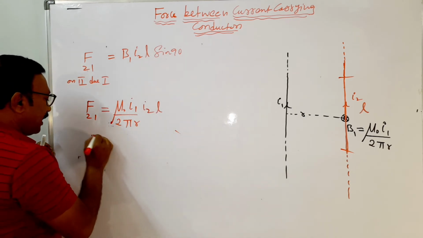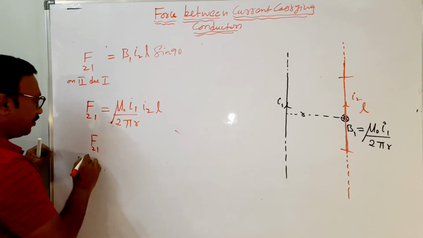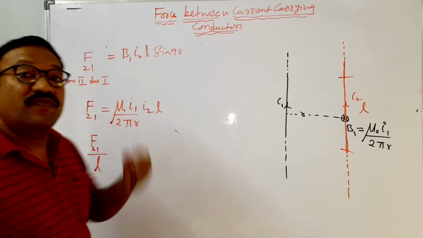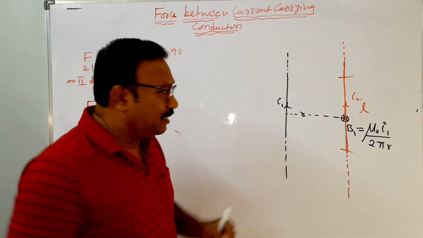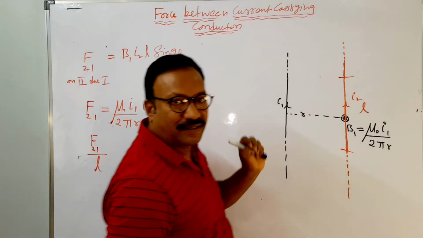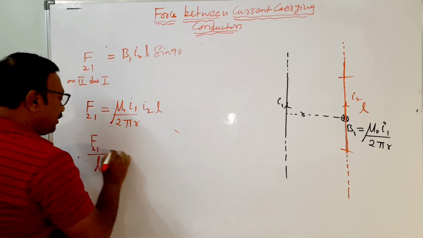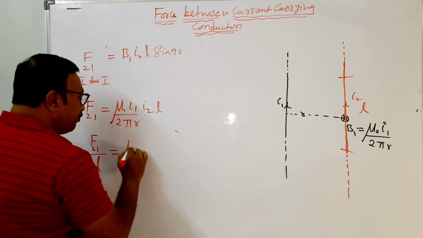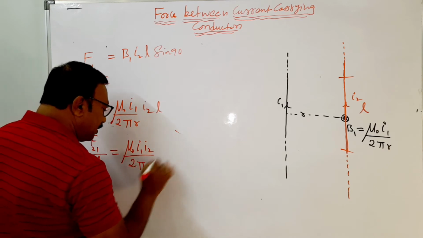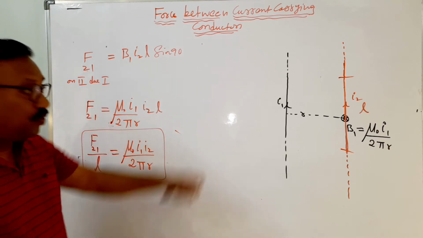So therefore, I will bring this L to the left hand side. Force acting on the second conductor due to the first conductor per length. So what is this F by L? Force per unit length. That means if we consider 1 meter of the wire, how much force is there on that? That is called force per unit length. I brought this L to this side, which is given by mu naught I1 I2 divided by 2 pi r. So I got an expression now for the force on this wire.